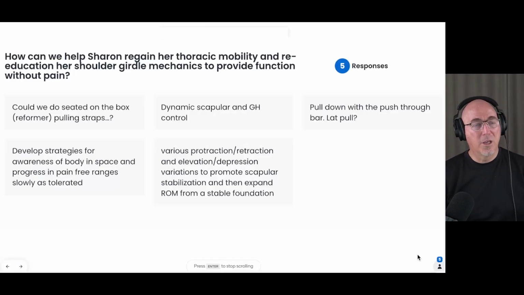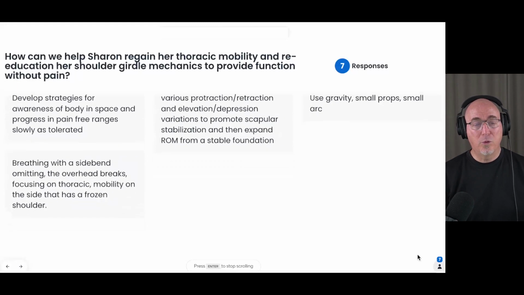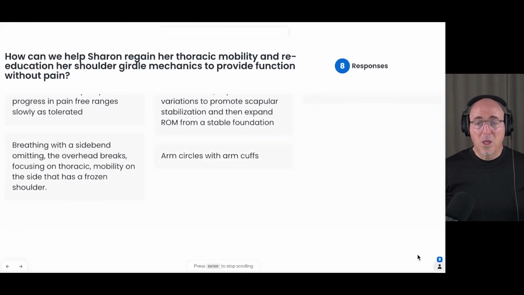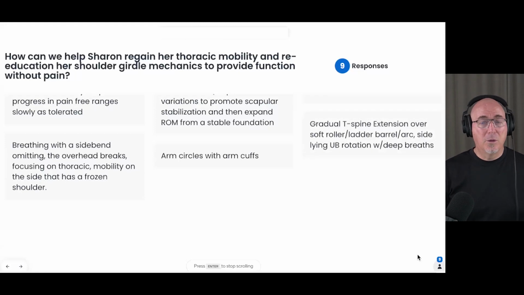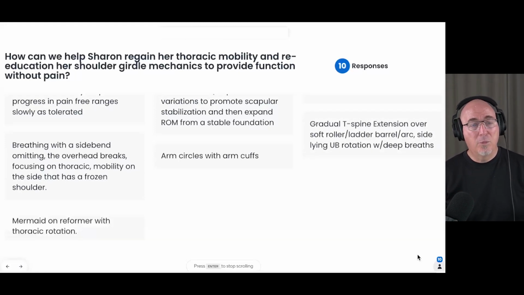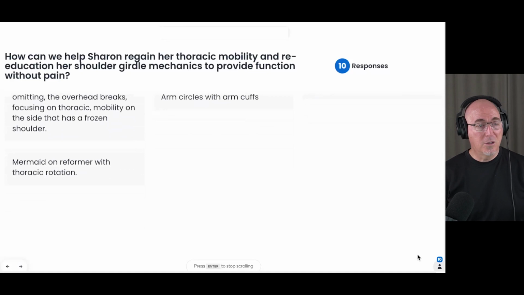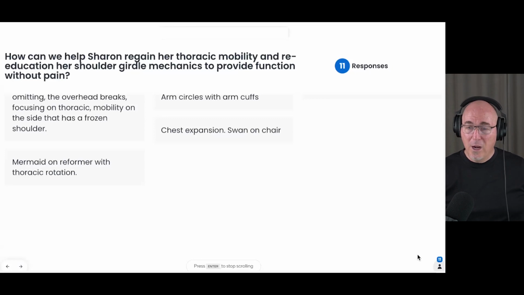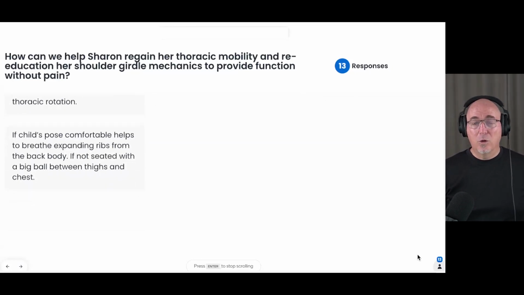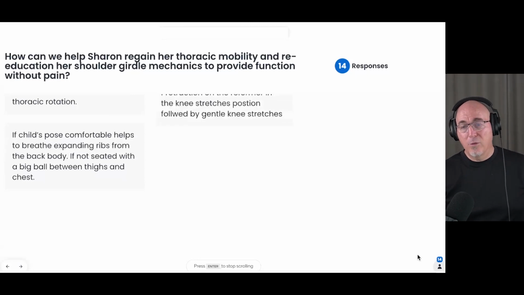Let's see what you guys are saying here. So could we do seated on the box on the reformer, pulling straps? Absolutely, as long as it's a light load, doing something down low, that could be progressed in pain-free range of motion, as slow is tolerated. Mermaid on the reformer, that's a good idea. Closed chain, they might not go out very far, so they might have that right hand on the reformer and push out a little bit, but they might only get to push out to 50, 60 degrees, but we're creating load within a safe range of motion.